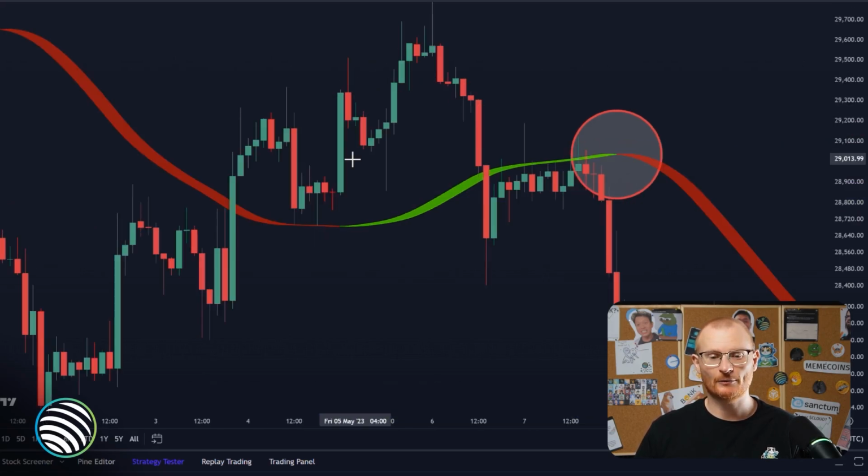Let's have a look at this example. Green line here, good. We're above, good. We've got a green candle. We let that close, and then we can open the trade. So we've opened the trade.